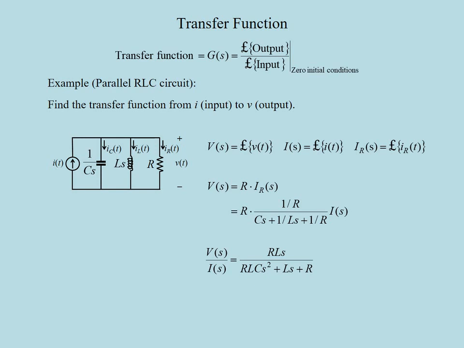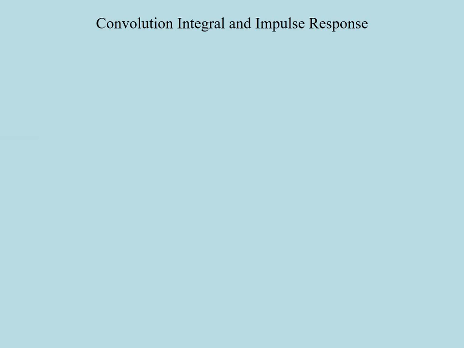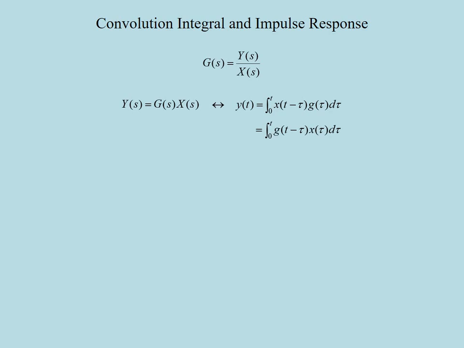Now let us consider the transfer function G of s of a system with output y and input x. It follows that the Laplace transform of the output of the system can be obtained as G of s times X of s, and by the convolution property of the Laplace transform, that would correspond to x of t convolved with g of t, or g of t convolved with x of t. Of course, here small case g refers to the inverse Laplace transform of the transfer function G of s.